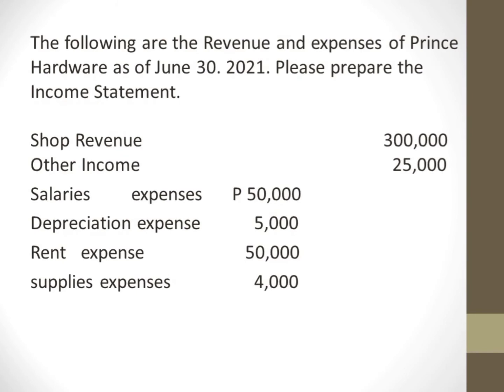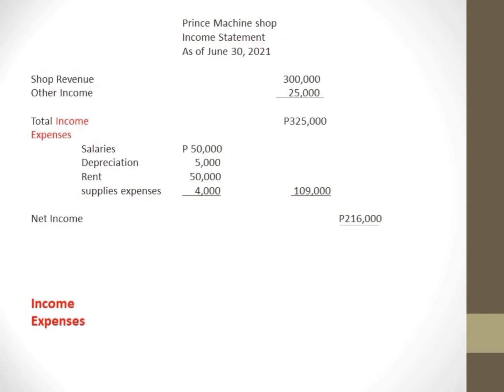Our discussion for the income statement is focused on the service type of business. So for example, Prince Hardware data as of June 30, 2021, please prepare the income statement. In preparing the income statement report, we always have to write the name of the business and what type of report. Here, we are preparing the income statement as of June 30, 2021.